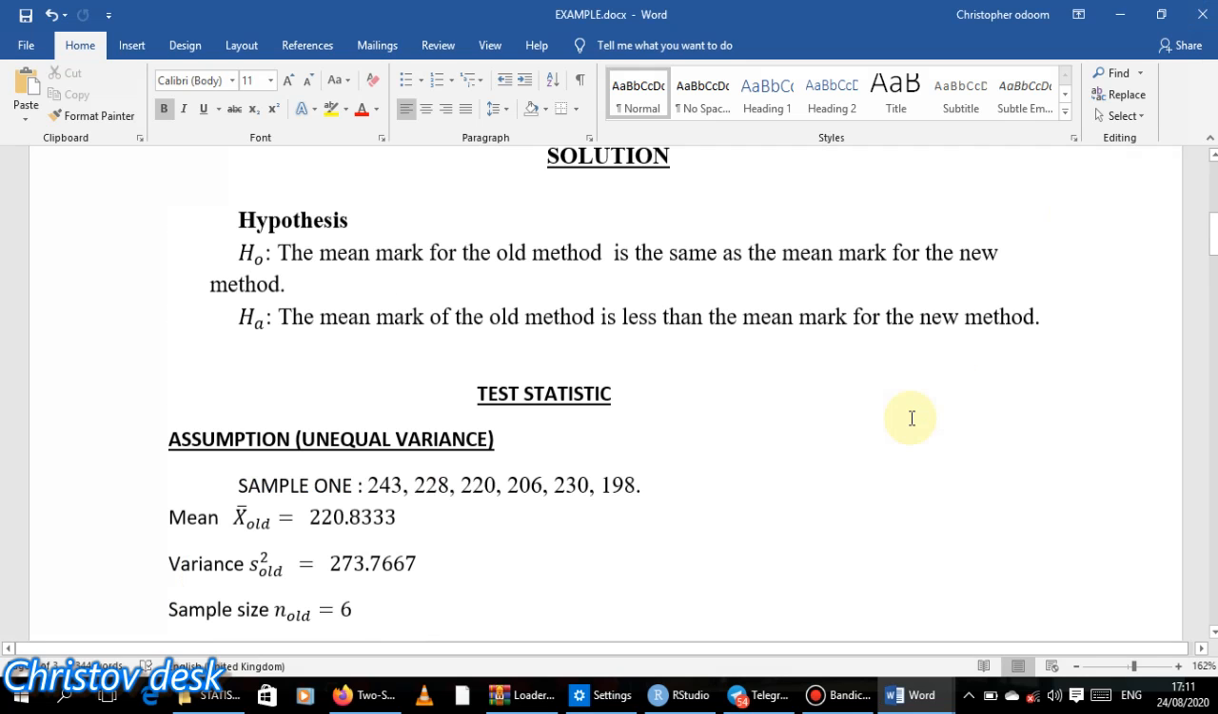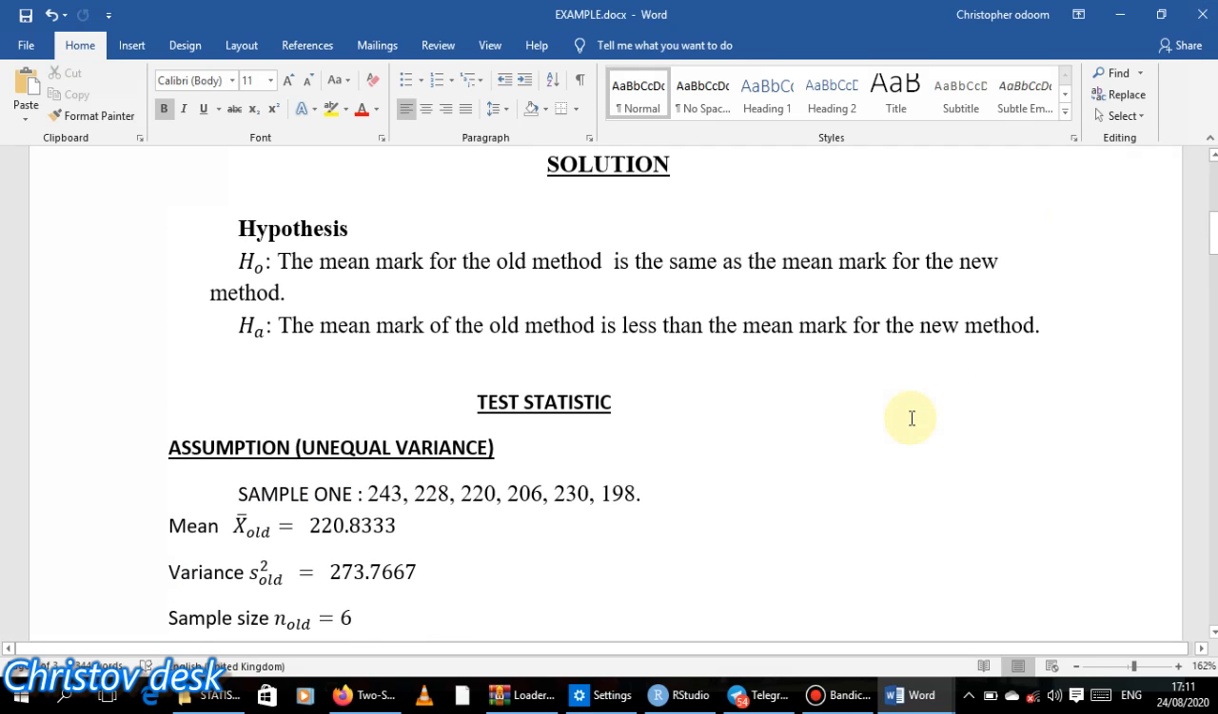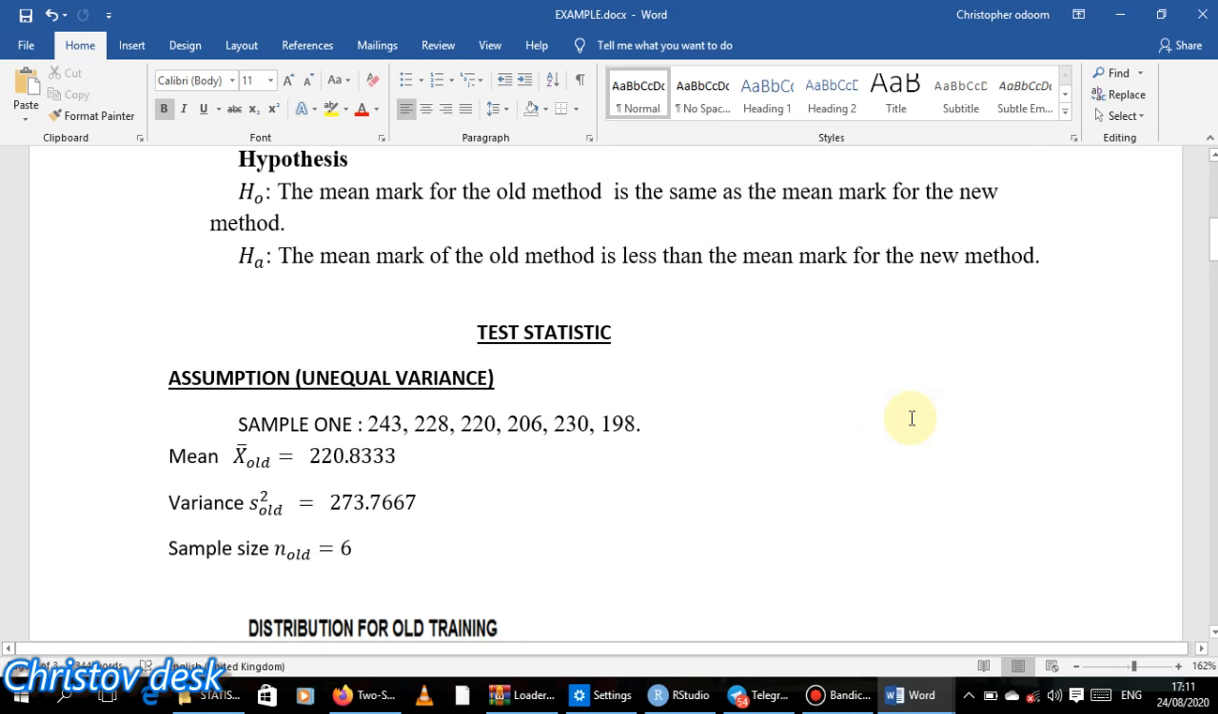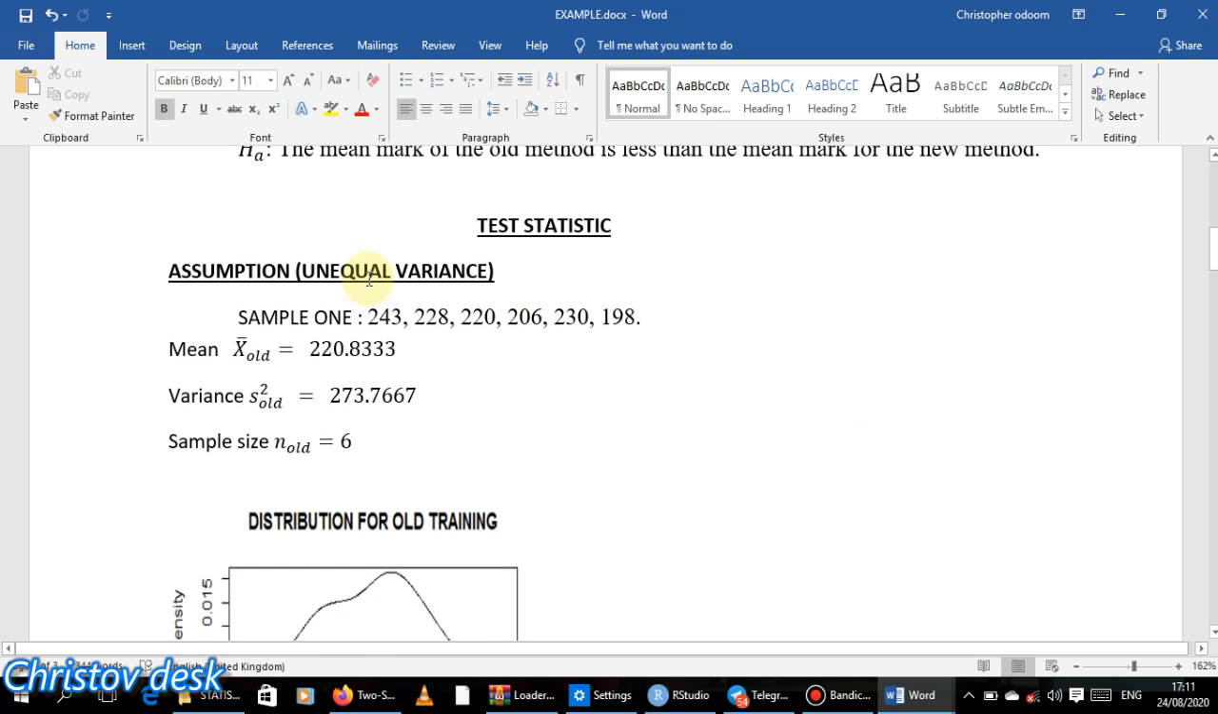Alright, so when you are done with the hypothesis, the next thing you have to do is to find your test statistic. Because out of your test statistic, you can get your p-value and compare it with the level of significance given in the question and take your decision. Remember we said that we are dealing with unequal variance, so we have to find a test statistic for unequal variance.